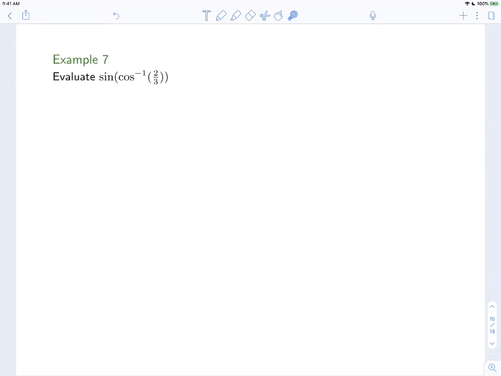Here we're looking at sine of inverse cosine of 2/3. And so we're going to do this the same sort of way. We begin by saying that cosine inverse of 2/3 is going to be some angle theta. So we want to determine sine of theta, where theta is equal to cosine inverse of 2/3. Well, if theta is cosine inverse of 2/3, that means cosine of theta is equal to 2/3. So we know what cosine of theta is, and we want to find sine of theta.